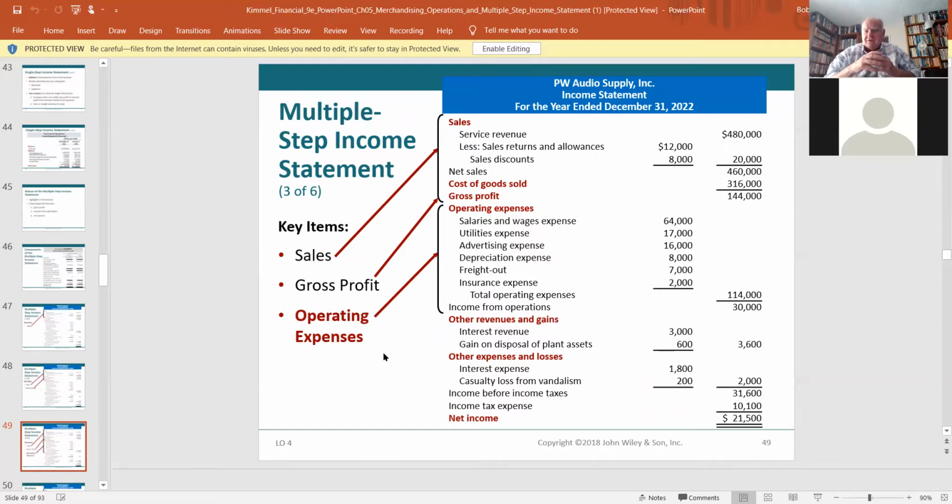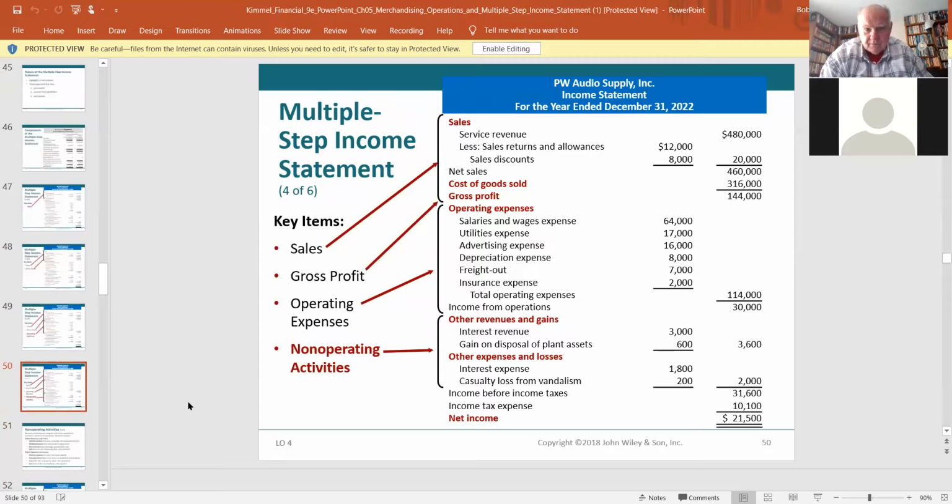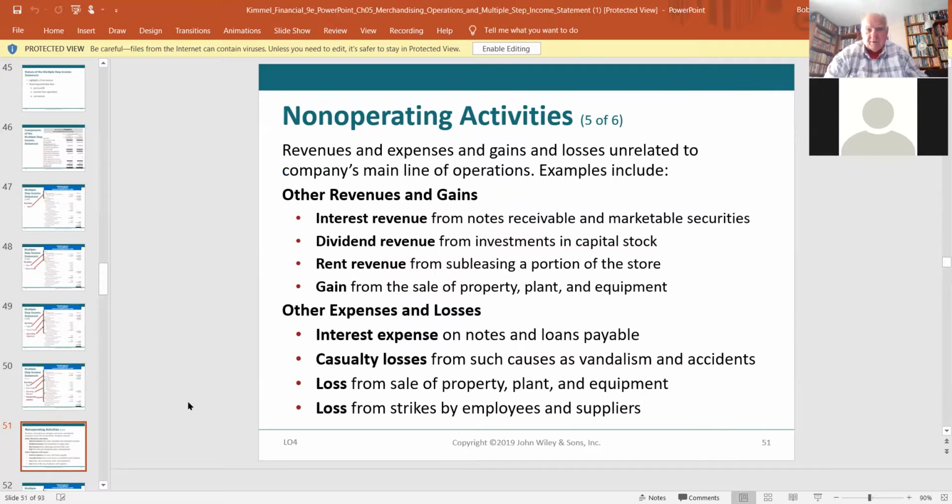PW Audio Supplies sells audio equipment, okay? But they might borrow money, and that's going to cost them some interest expense. As you know, borrowing money is not operating, that's financing. They sold a fixed asset. That would be another example of investing, not operating. So to show in the non-operating section, non-operating, interest revenue, dividends, things like that. These things have nothing to do with buying and selling equipment. These are all ancillary things. They have nothing to do with operating. That's why they're called other.